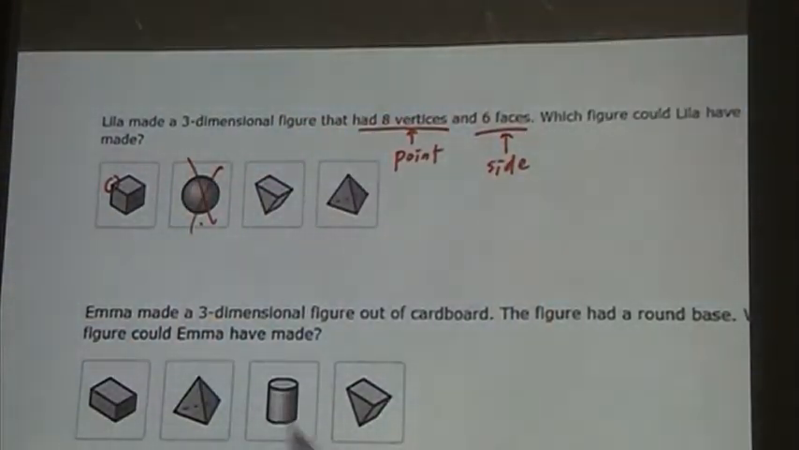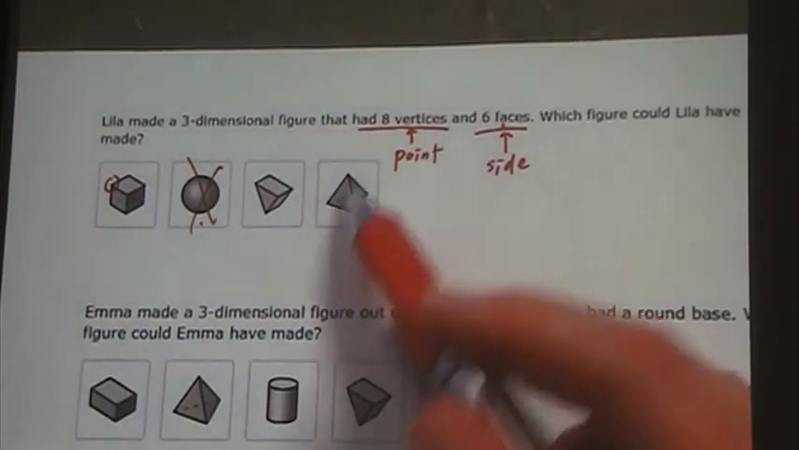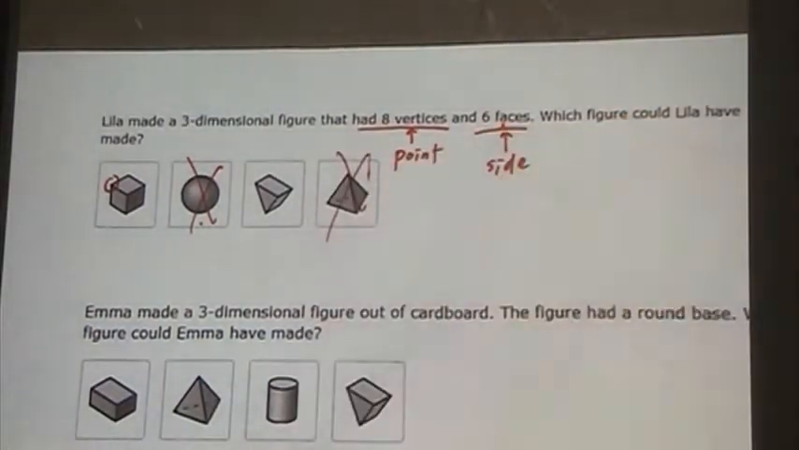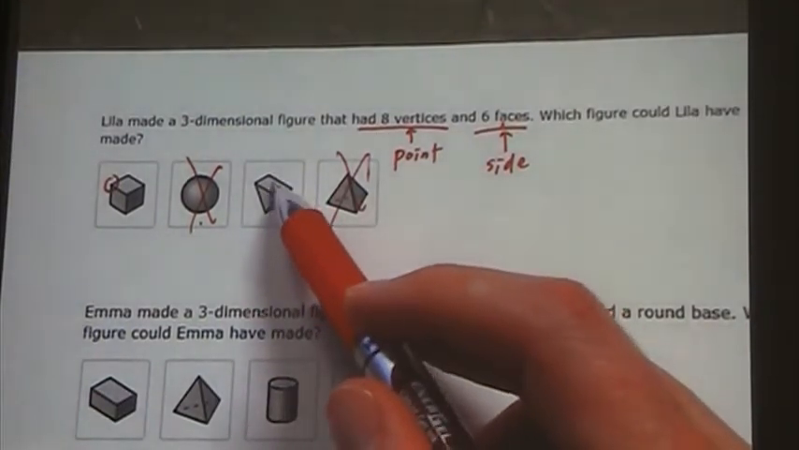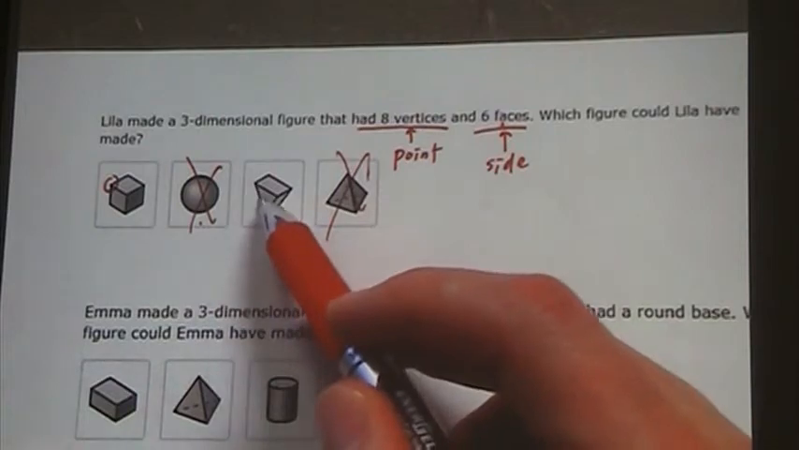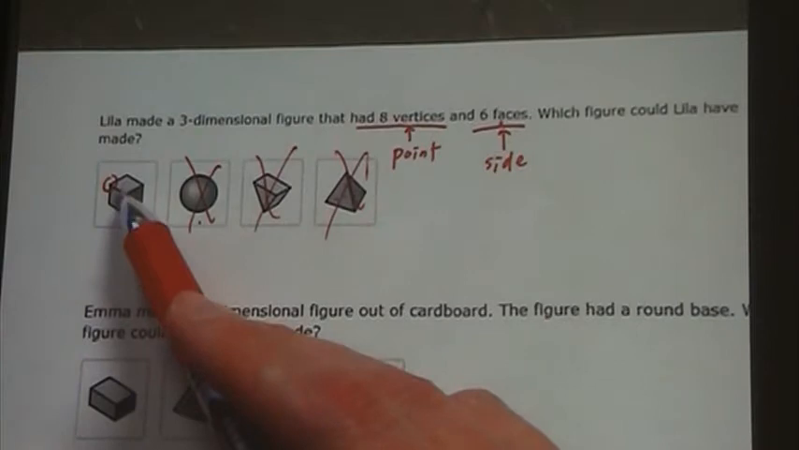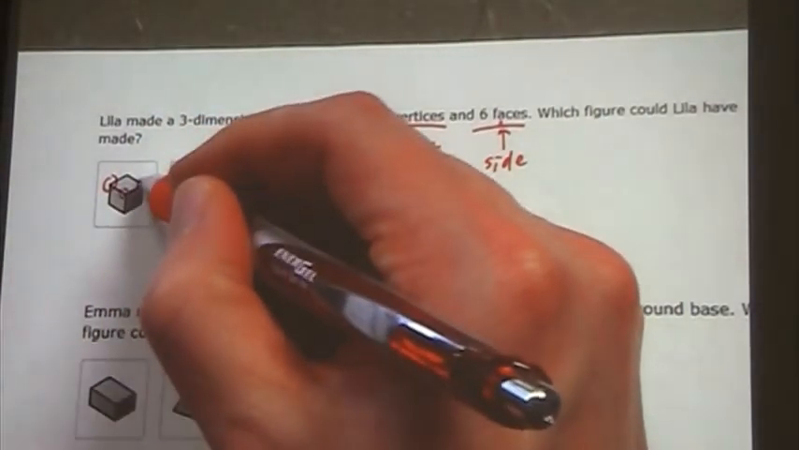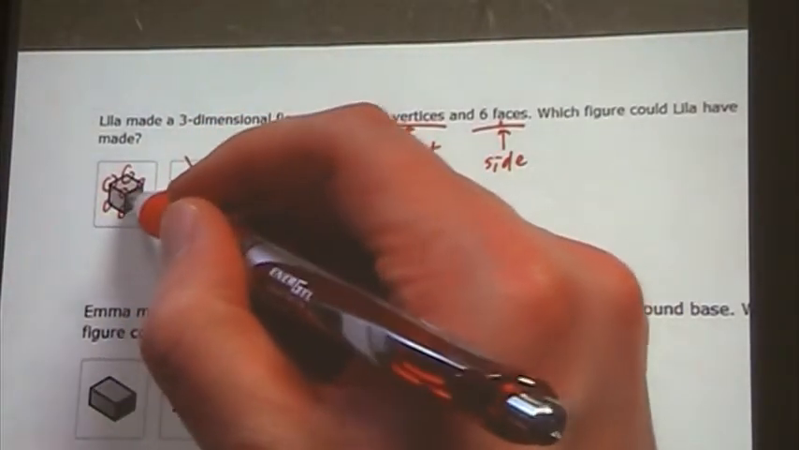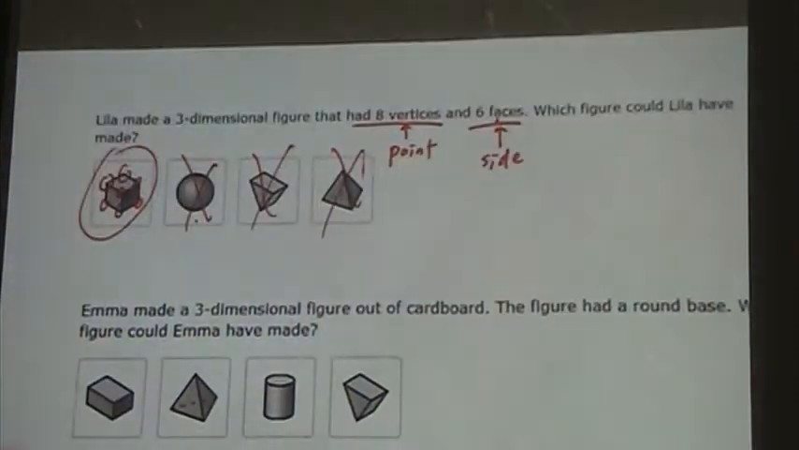That's not it. 6 sides. Well, I'll tell you right now. This guy has 1, 2, 3, 4 sides. That's not the one. This guy, 1 front, 2 back, 3 top, 4 side, 5 other side. I can't see. That's not it either. This guy here, this is like a dice, like a cube. Cubes have 6 faces, so we're good there. Does it have 8 corners? 1, 2, 3, 4, 5, 6, 7, and of course 8 in the back that we can't see because it's a 3D object. This is your answer. It is a cube.